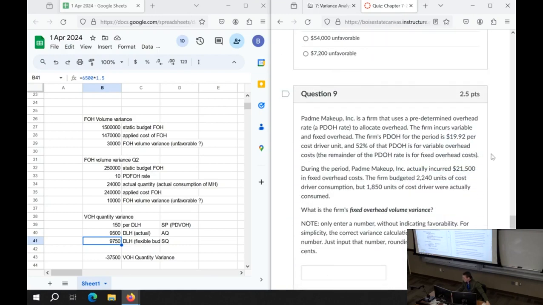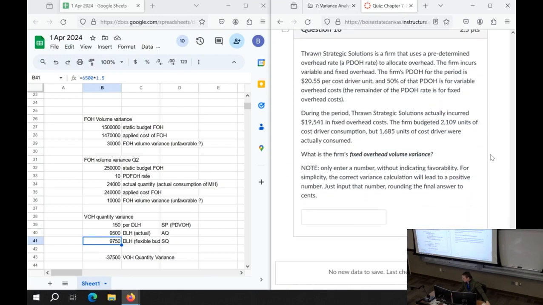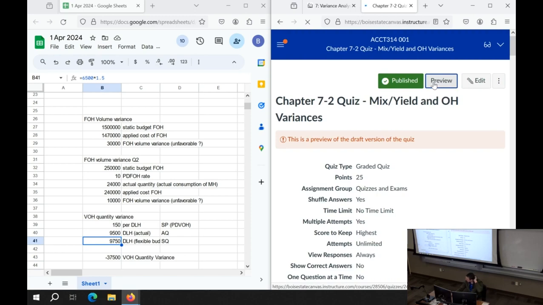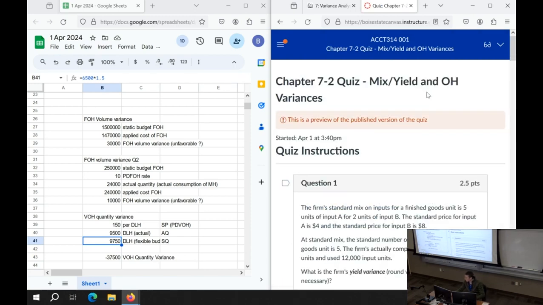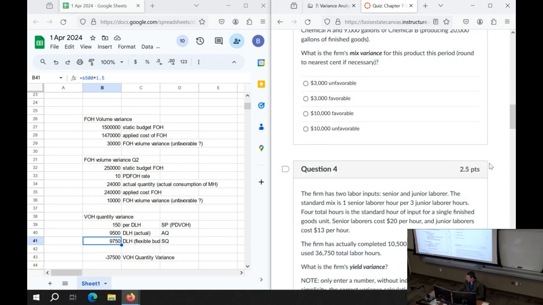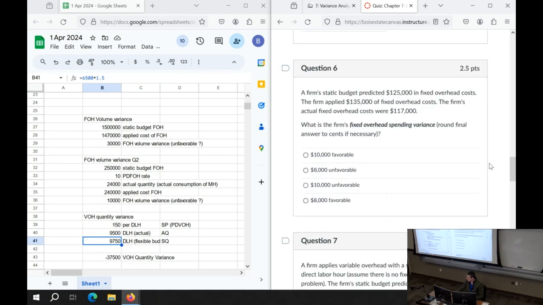Okay. So let's get a variable overhead price variance if we can, and a fixed overhead spending variance, which are not on this test. So let's go for another draw from the test bank to get those two at the very least. So we have sampled all four of the flavors of our overhead variances on 7-2.